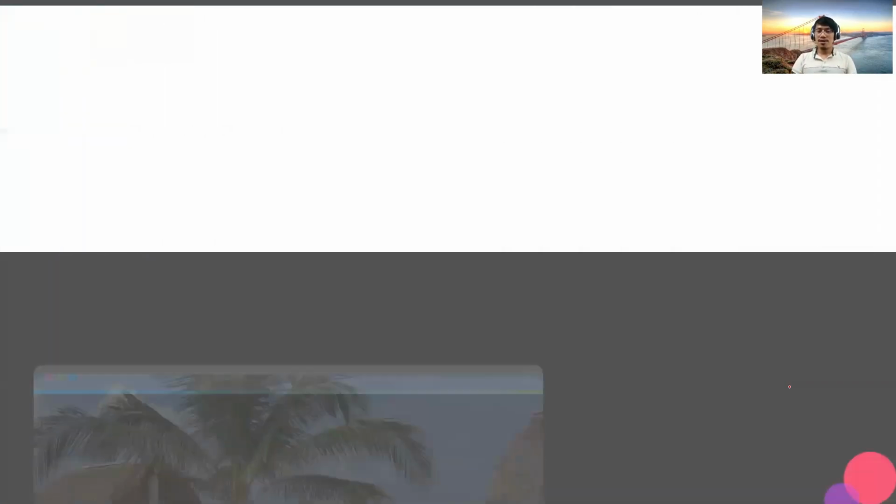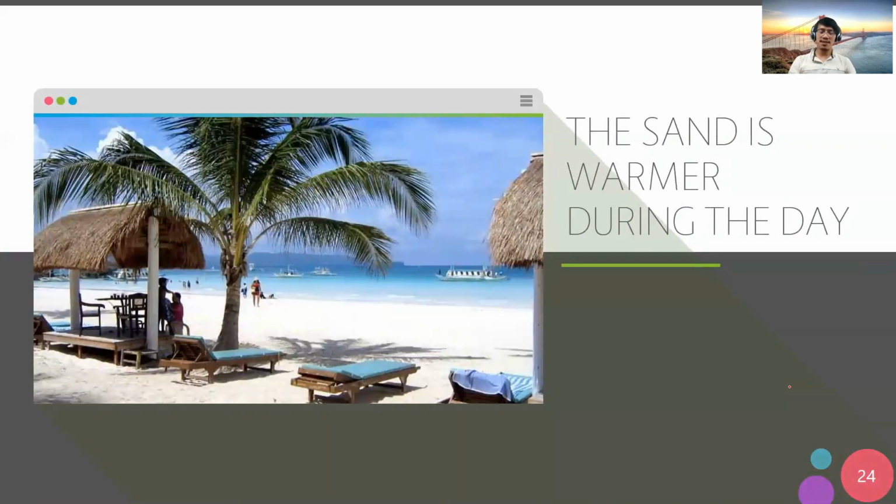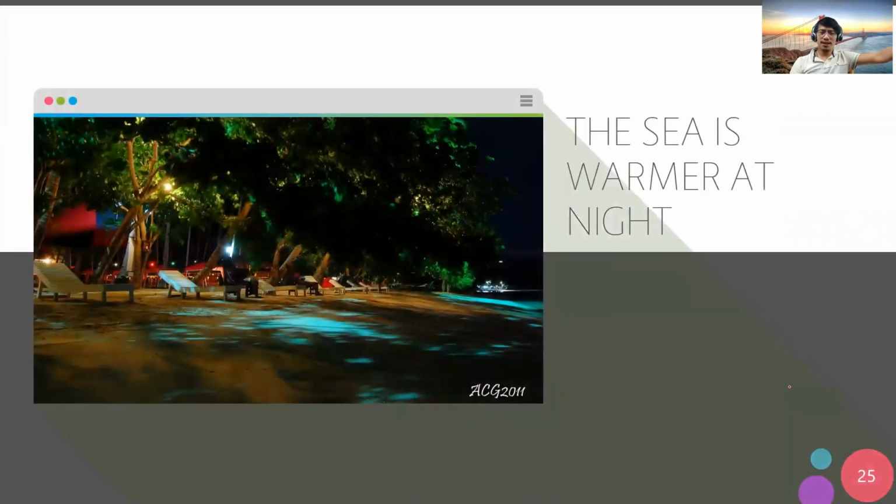For example, kanina tinanong ko, bakit kaya during daytime, mas mainit si sand? Okay, for example, sa beach, bakit mas mainit ang sand kaysa sa sea water during daytime? However, during nighttime, mas mainit ang sea. Okay? Mas mainit yung water. That is why mas pipiliin natin magstay lang sa water during nighttime.